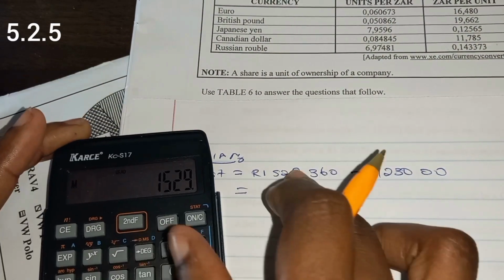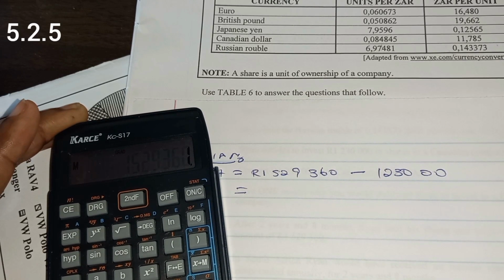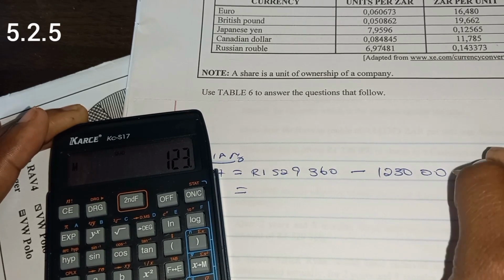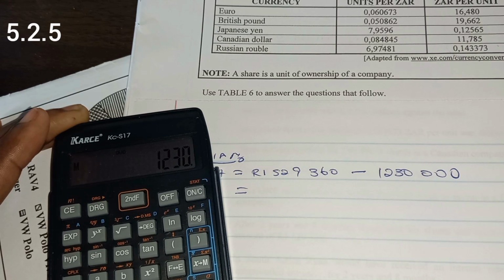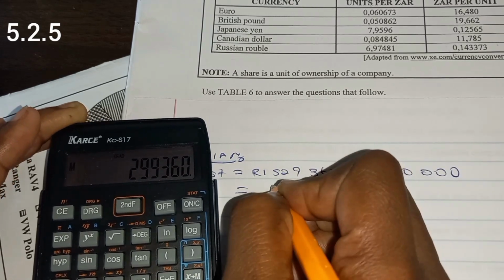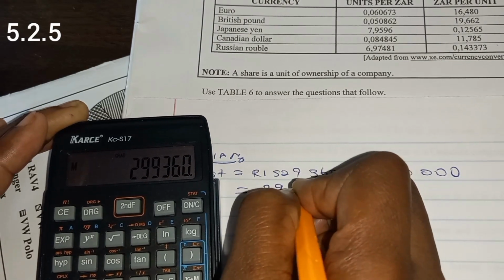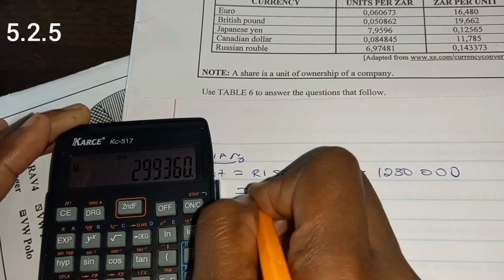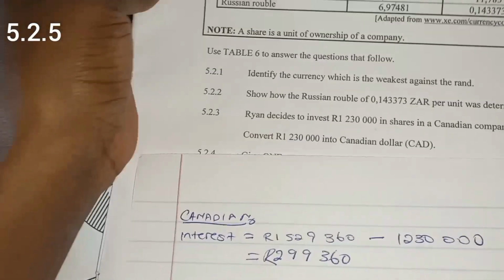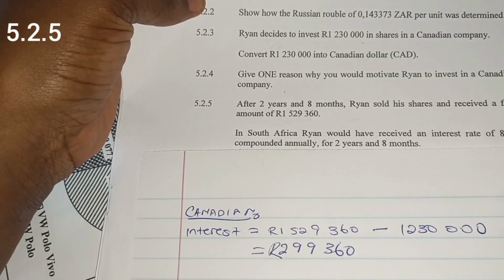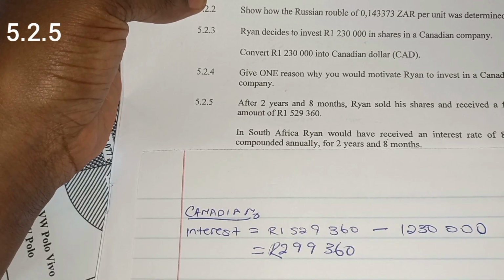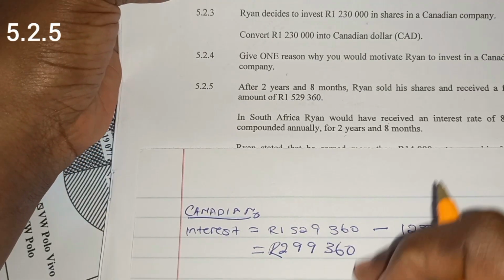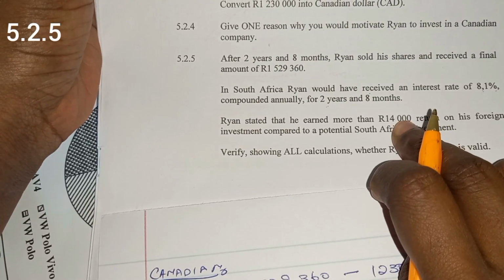And then 1,529,360 minus 1,230,000. Okay, and then the interest there is 299,360. Right, and then here I'm going to find the interest from South Africa that he would have made on the compound investment, and then I'm going to minus the difference and see if it's actually more than 14,000.